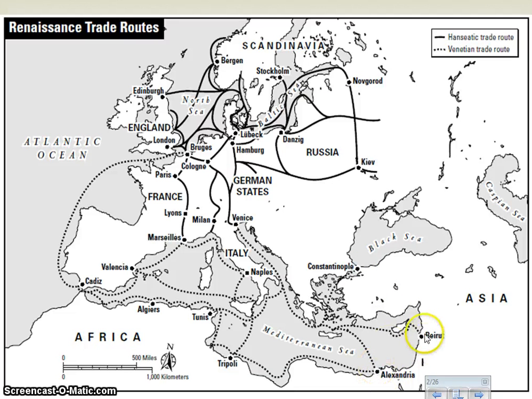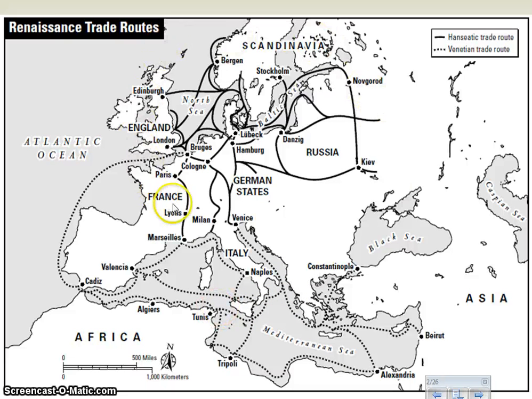Now, if we look at this trade route, it connects all the way to Italy. If we remember from last week, the Italian Renaissance happened in Italy partly because of these trade routes. They were being influenced by different cultures in Asia.